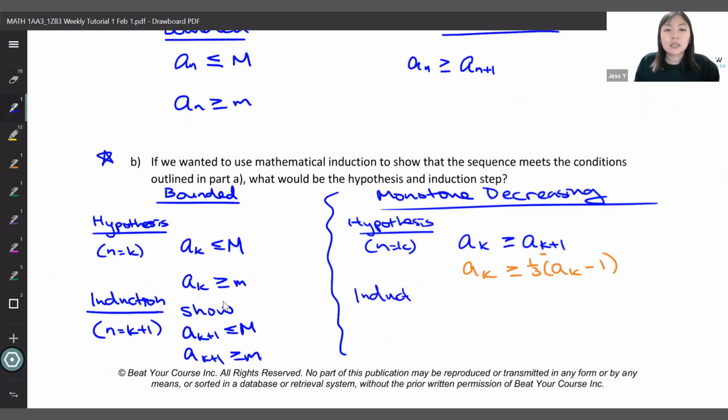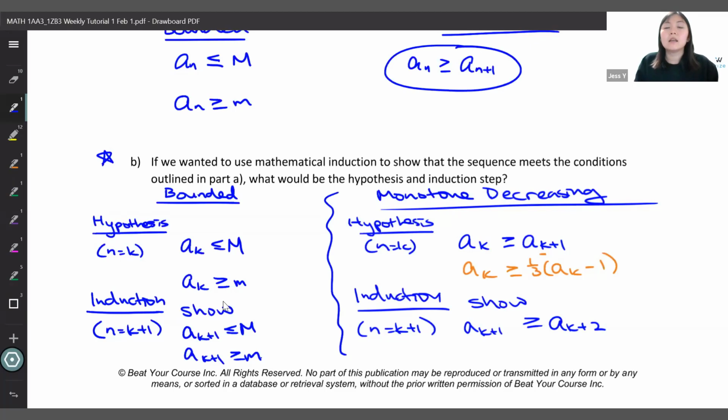And then the induction step, what we are trying to show is the case for when n equals k plus one, meaning we want to show that a_{k+1} is greater or equal to a_{k+2}. Because remember, monotonically decreasing means that a_n is greater or equal to a_{n+1}. Okay.